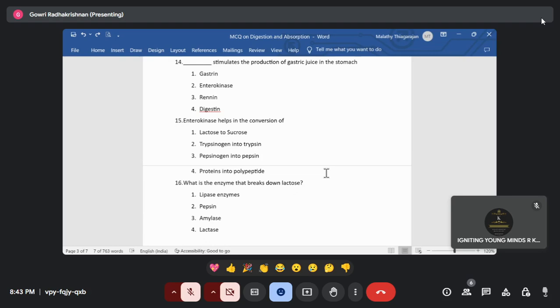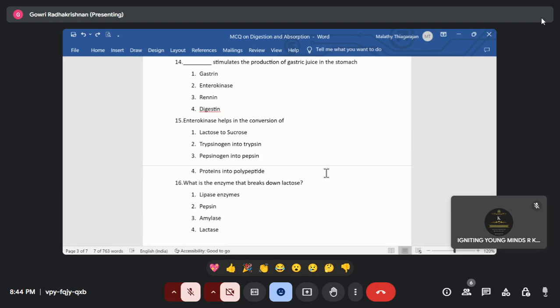You may be finding it very difficult to remember so many names, but you can't help it. That's how this subject is. You have to remember all the enzymes, names, and everything. You don't have a choice.